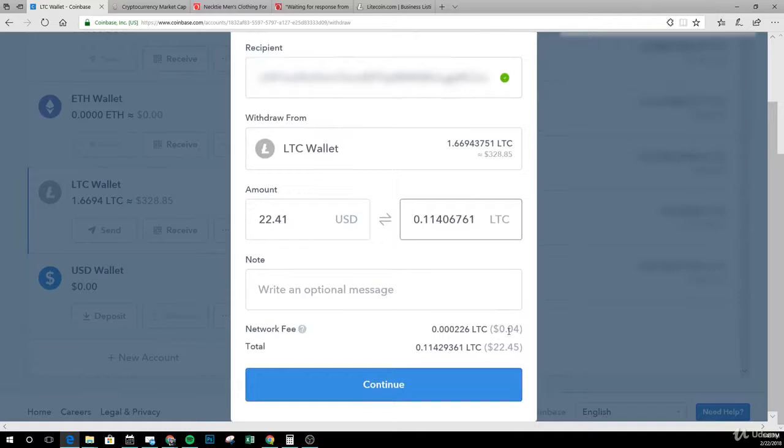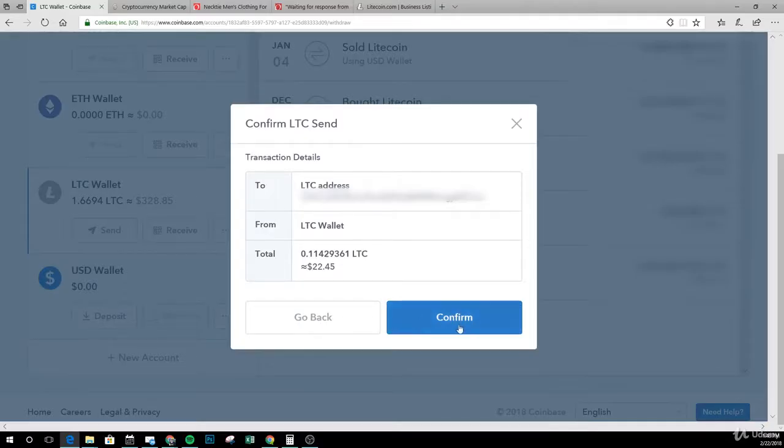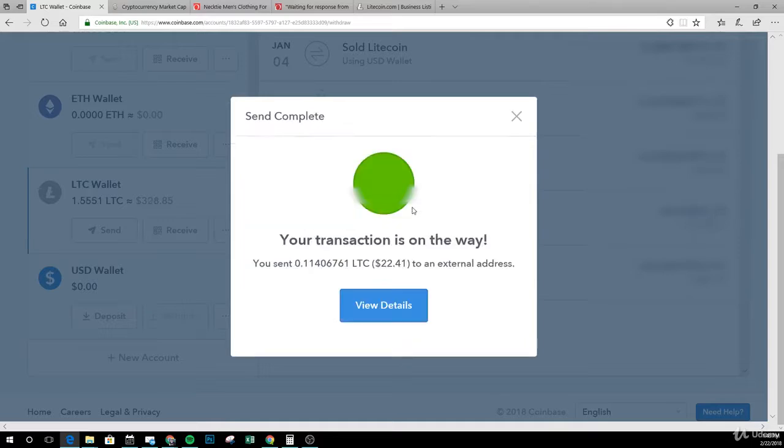There is a 4-cent network fee, which of course is a lot cheaper than paying a credit card transaction fee that usually the merchant has to pay. We're going to click on that, and then we're going to confirm it. And the transaction is on the way. I sent $22.41 worth of Litecoin to an external address.